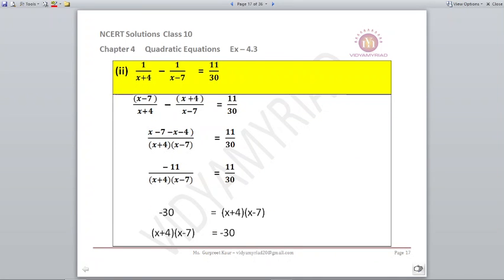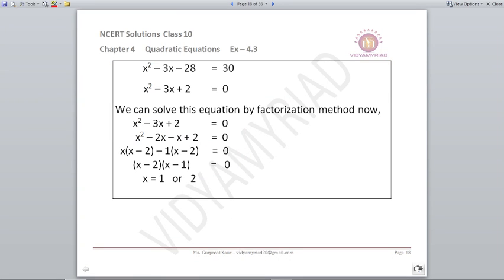1 upon x plus 4 minus 1 upon x minus 7 is equal to 11 upon 30. Take the LCM, find the values in your equation. After solving, it becomes minus 11 upon x plus 4 into x minus 7 is equal to 11 upon 30. Cross multiply, 11 gets cancelled. It becomes minus 30 is equal to x plus 4 into x minus 7. So we can open the bracket and solve it. It becomes the quadratic equation x square minus 3x plus 2 is equal to 0.